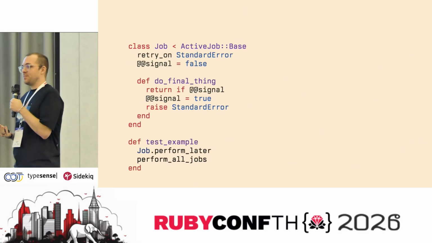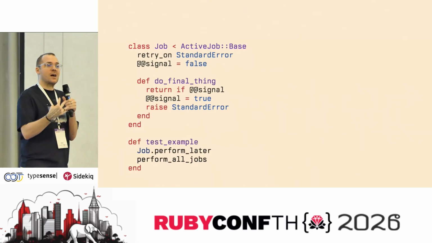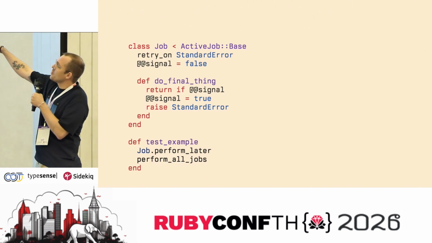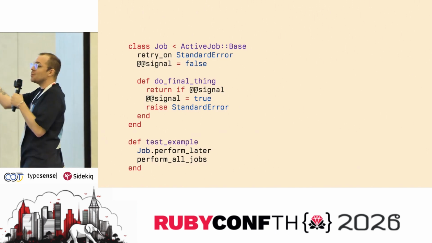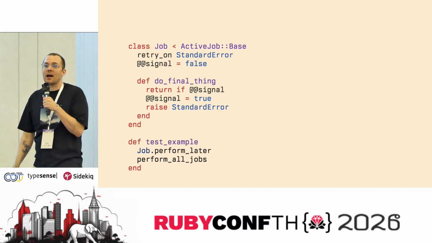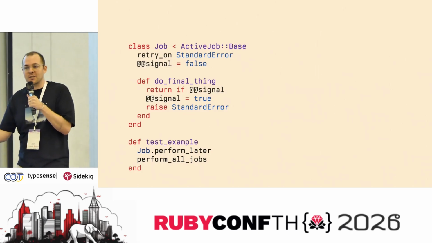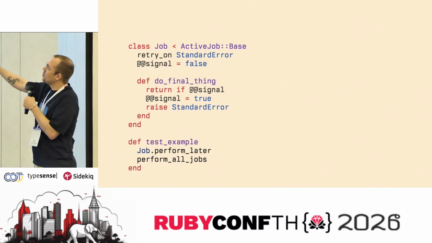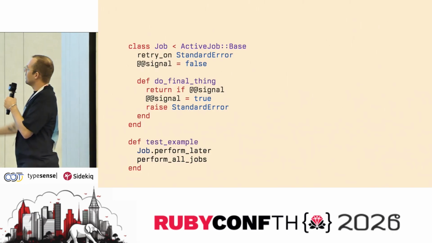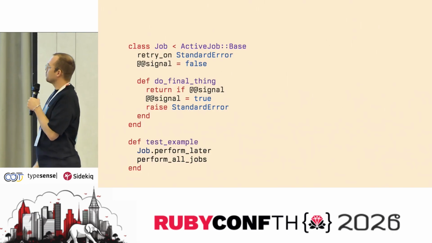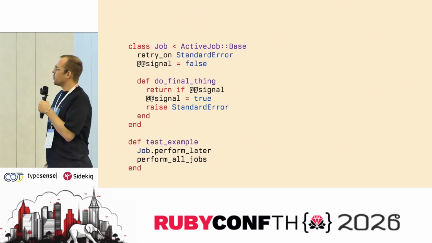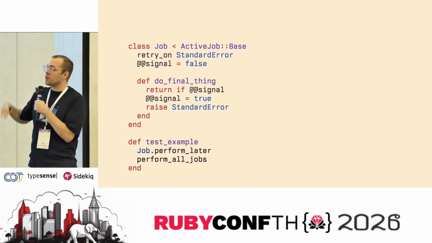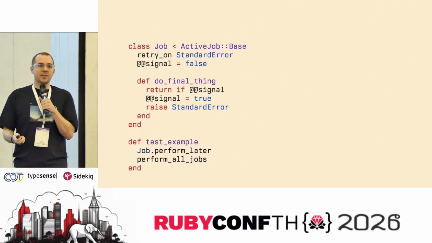One thing we could do, we could write our jobs to make them more testable. Here I'm using a class instance variable to keep track of whether or not I have already forced it to error, so that I only force it to error once. And I wrap everything up, make the method have this switch in it, and I raise or I don't raise depending. Now I could just tell it to perform later, perform all jobs. I'd get the behavior I wanted.